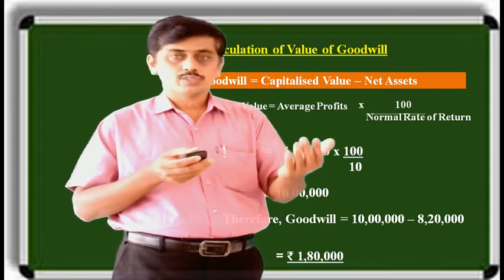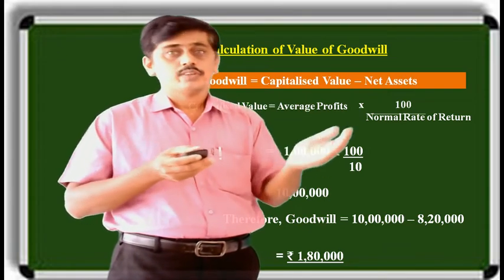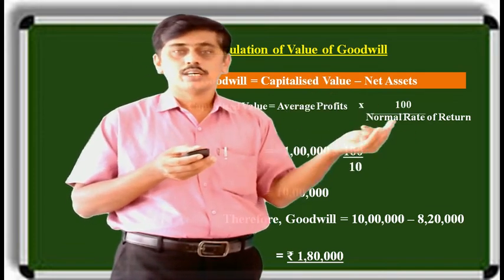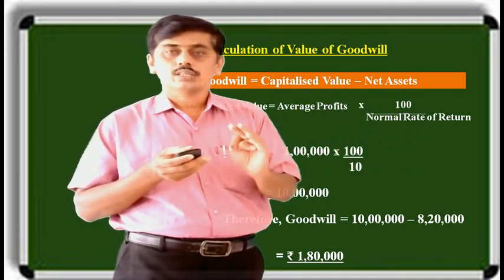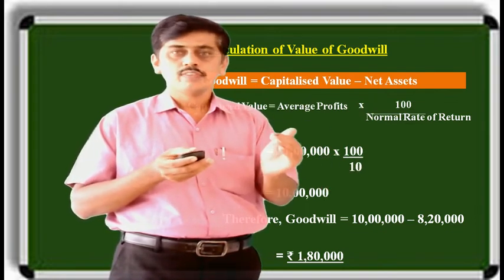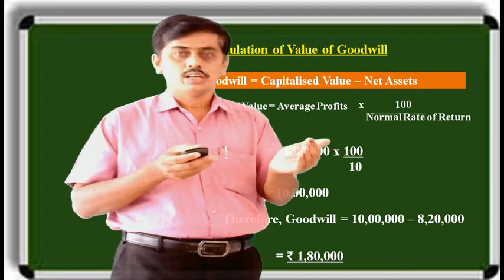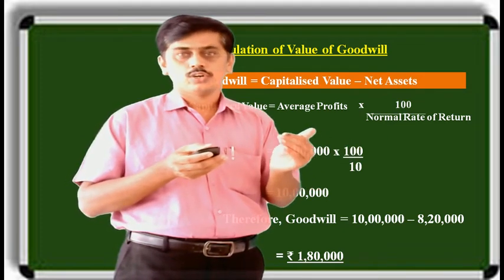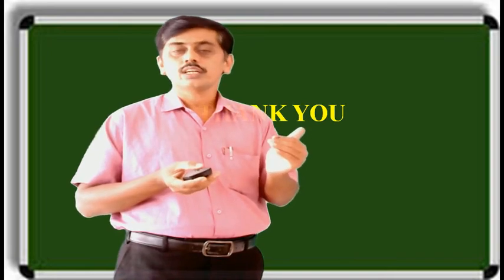So now we have seen how to calculate goodwill under average method, how to calculate the value of goodwill under super profit method, and how to calculate the value of goodwill under capitalization method. Okay, I hope it's very simple. You may try one or two examples given in the text. Okay, I will conclude here. Thank you.